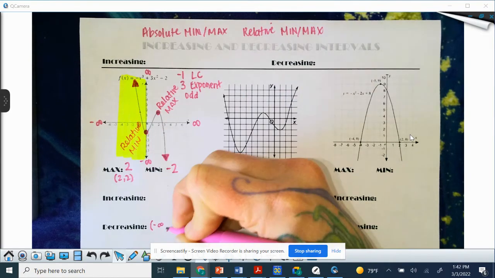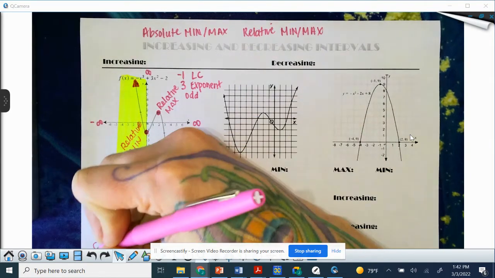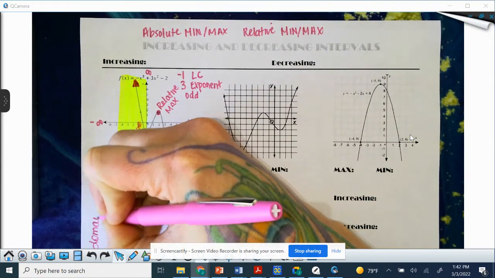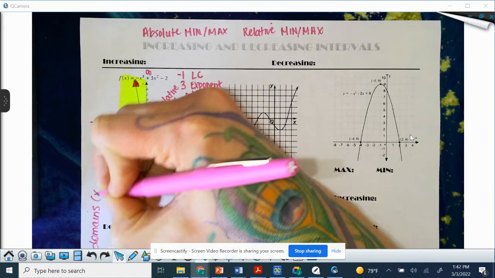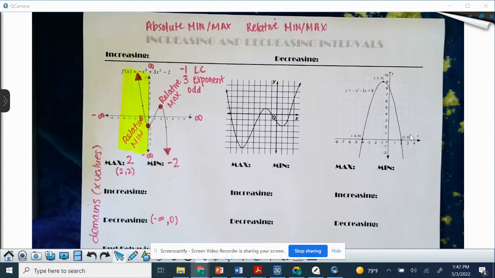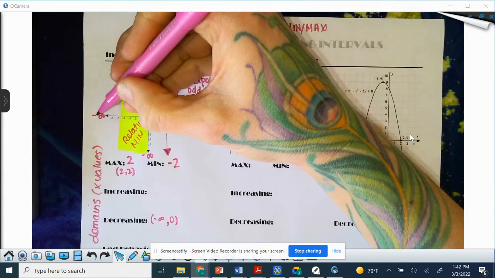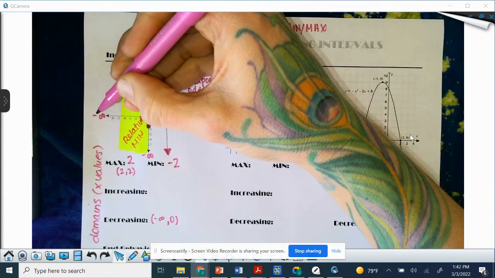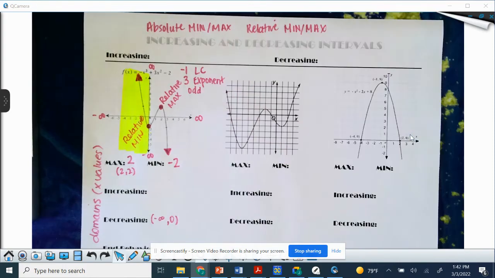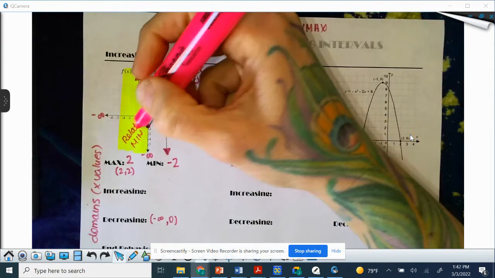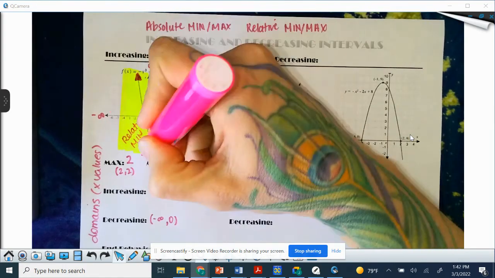Now, these are domains. We are making domains for our increase and decrease. And domains, remember, are x values only. X values only. So our min and max are y values, but our domains of increase and decrease are going to be x values only. So I'm looking at negative infinity over here on the x-axis, all the way over here to 0, and then it turns. And it turns, and it starts becoming a positive line. So again, you're looking at this as just a straight line.